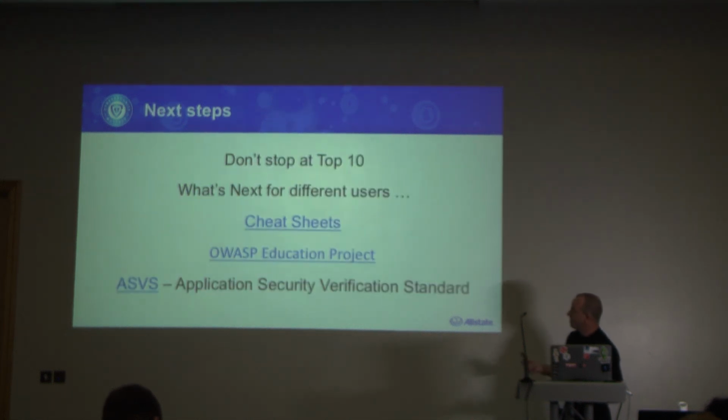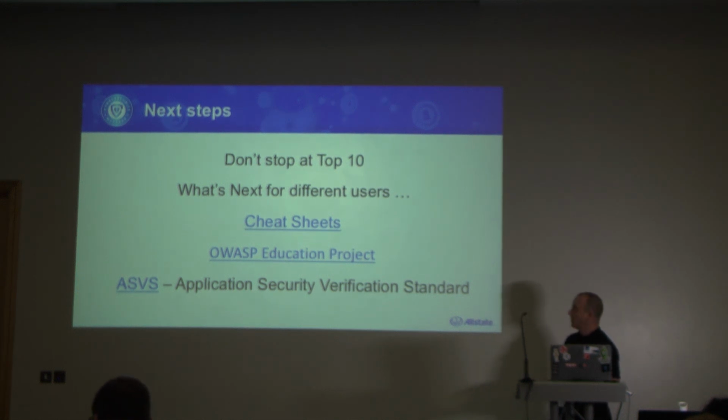So what next? Don't stop at the top 10. CSRF, which was cross-site request forgery, fell out of the top 10. It currently sits at about number 17. The main reason for that was frameworks. Injection should have fallen away from number 1 except for NoSQL DBs.